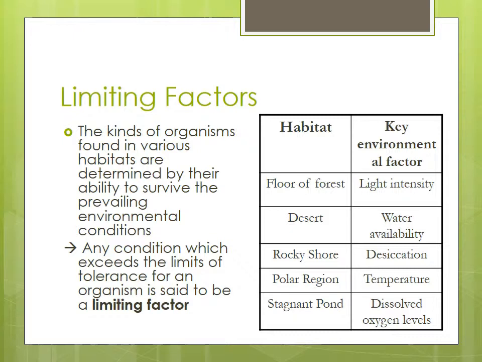So what we're going to be looking at is different types of environments, and there are different factors that are going to be coming into play in certain environments. So obviously, if we are in a desert, for example, the main thing that's going to be influencing an animal's survival is water availability. So that is going to be the limiting factor.